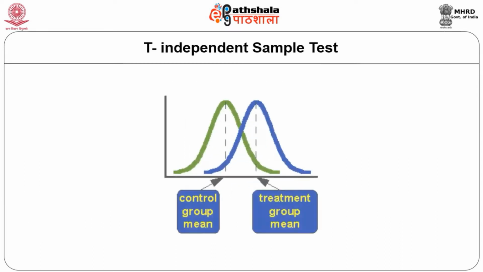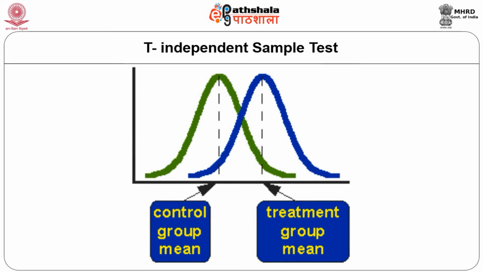Then we have a test called the two-sample t-test or independent sample t-test, where you have the control group and the treatment group with you. So, you conduct an experiment, you calculate the mean and SD of the control group, and you calculate the mean and SD of the treatment group.